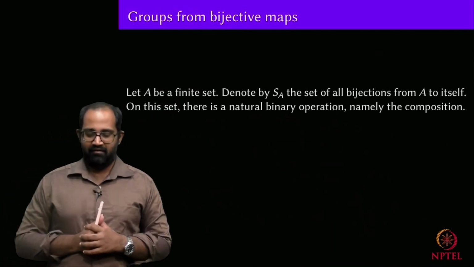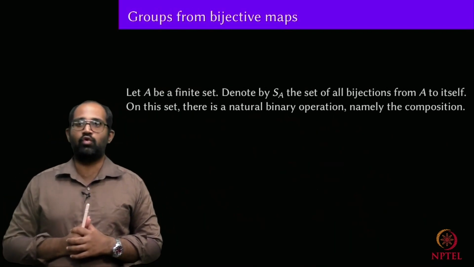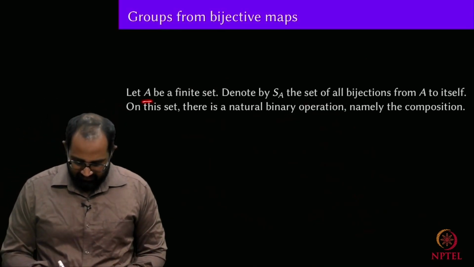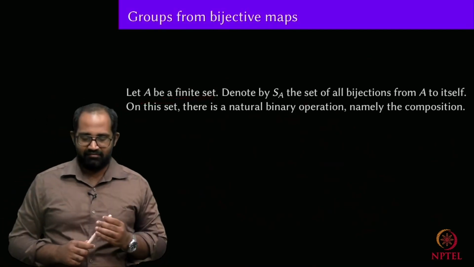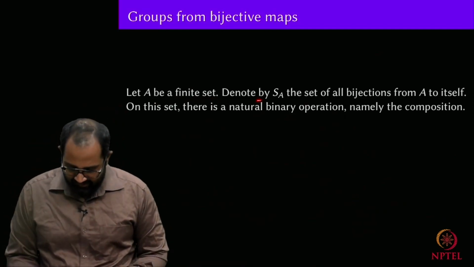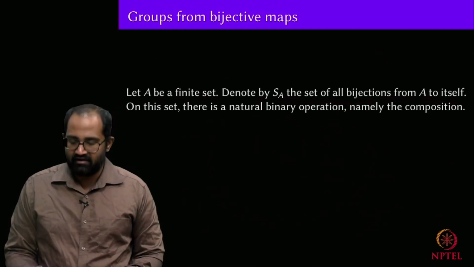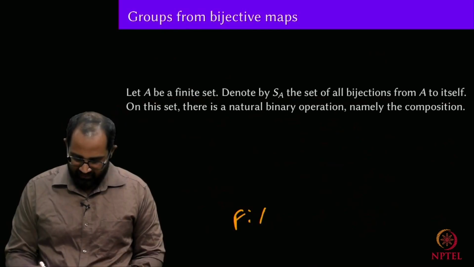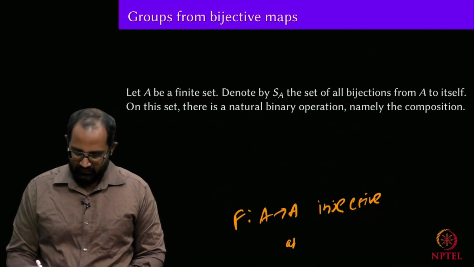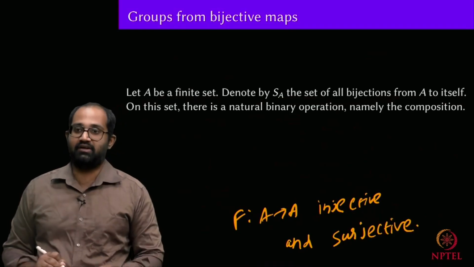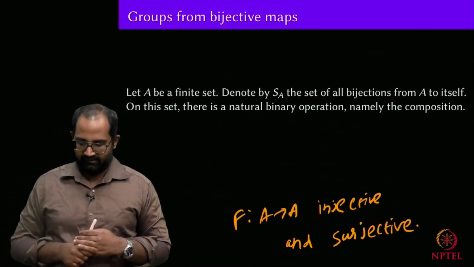Now, let me give a general way by which groups arise in mathematics. So, start with a set A which is finite. There is nothing special about finite sets, but I am restricting myself to finite sets for simplicity. Denote by S_A the set of all bijective maps from A to itself. That is, these are just functions f from A to A that are injective and surjective. Denote this set by S_A.